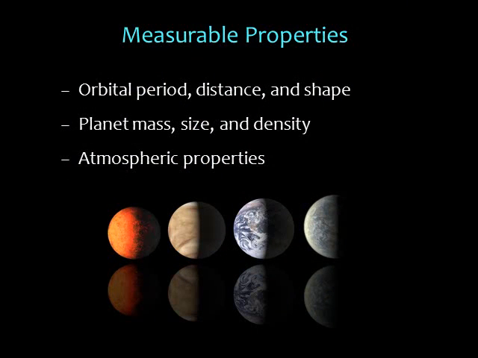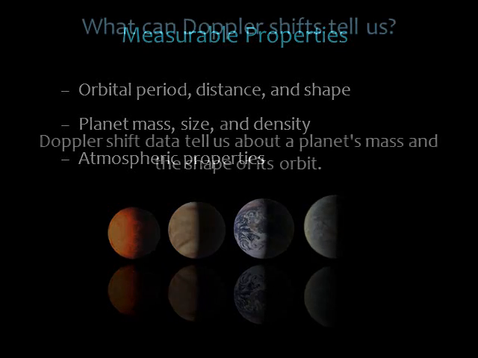Depending on the technique used, we can get at properties like orbital period, distance, shape of orbit, mass, size, density, and even a little bit about a planet's atmosphere and temperature. We'll take a look at each of these properties and how astronomers are able to figure them out.